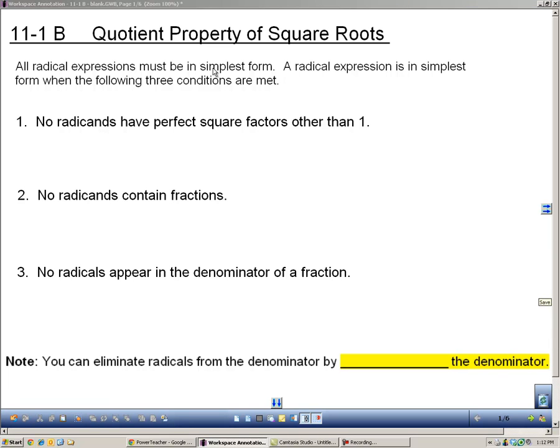Section 11.1b is more with square roots. This time we're going to use something called the quotient property. But before we get there, I want to talk about when a square root, or a radical expression, is in simplest form. There are three things.